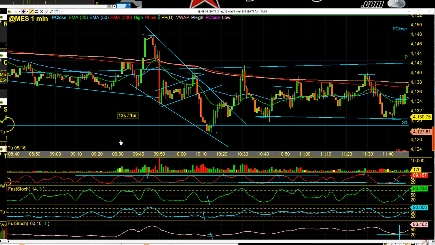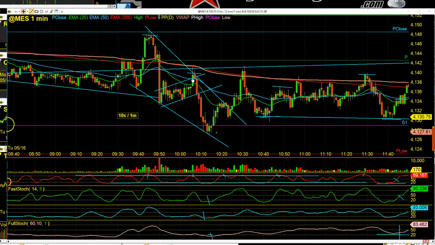Very organized, very choppy. We had to move up, move down, move up, move down, even though the overall channel was down, which is represented down here, this lower stochastic band.